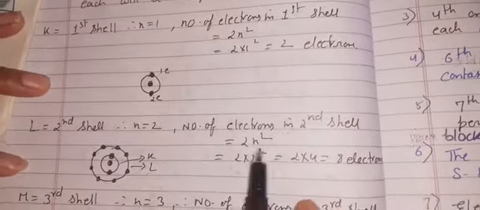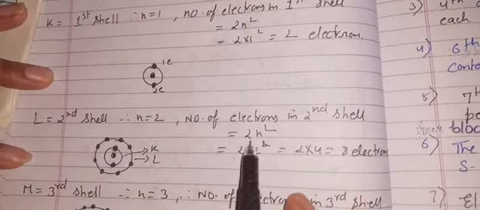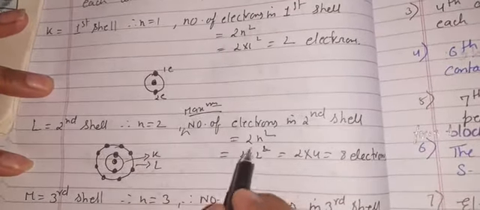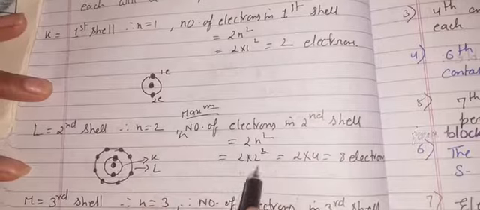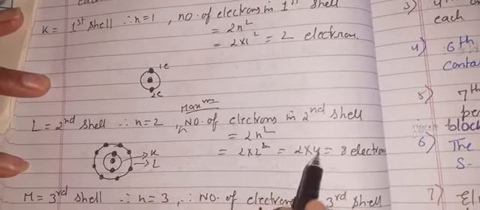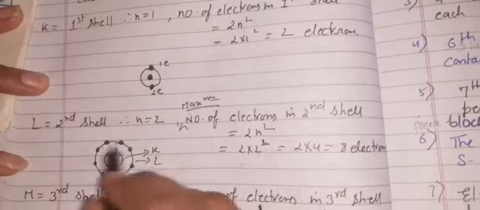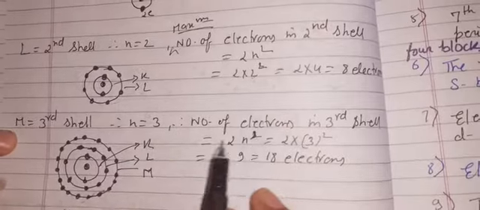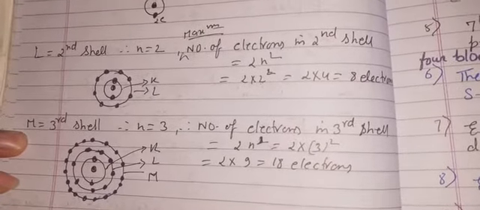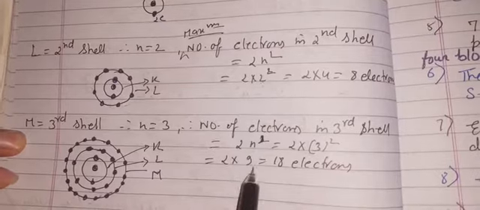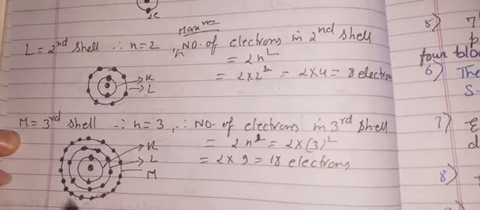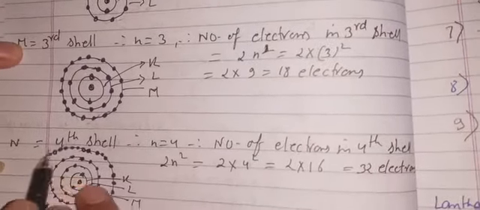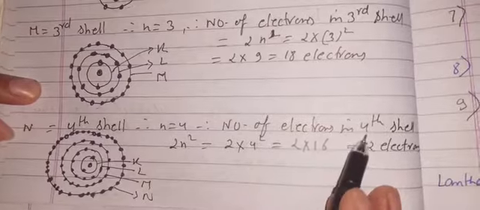Okay, what about the second orbit? In the second cell, the maximum number of electrons is 2n square. Because it is the second orbit, I have written 2 in place of n, so 2 twos are 4 and 4 twos are 8, so 8 electrons may revolve in the second orbit. Similarly in the third orbit, what is the maximum capacity for the number of electrons? It is 2 into 3 square, so 3 threes are 9, into 2, 18 electrons may revolve in the third orbit, that is the M cell. Similarly in the N or fourth cell, n is 4, so what is the number of electrons in the fourth cell?